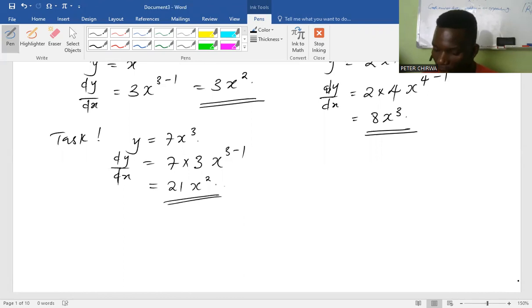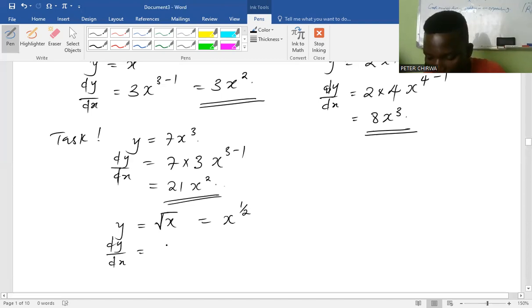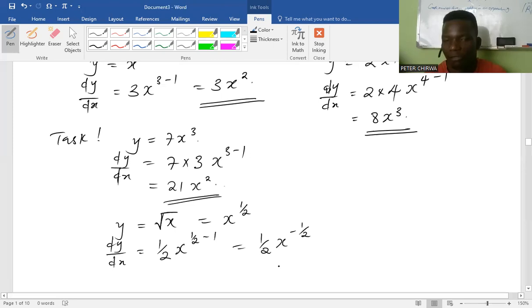Okay, so we have this one. How do we get that one? You change this one from radical form. From radical form, you bring about the power. So this root x is the same as x to the power 1 over 2. This one, we are going to drop the power, which is half, minus 1, giving negative half. We have differentiated.